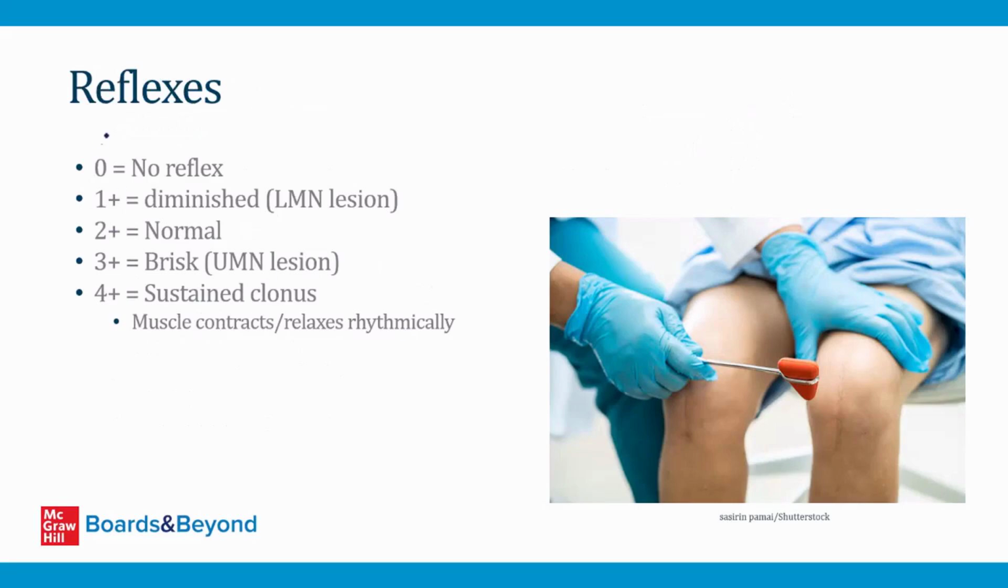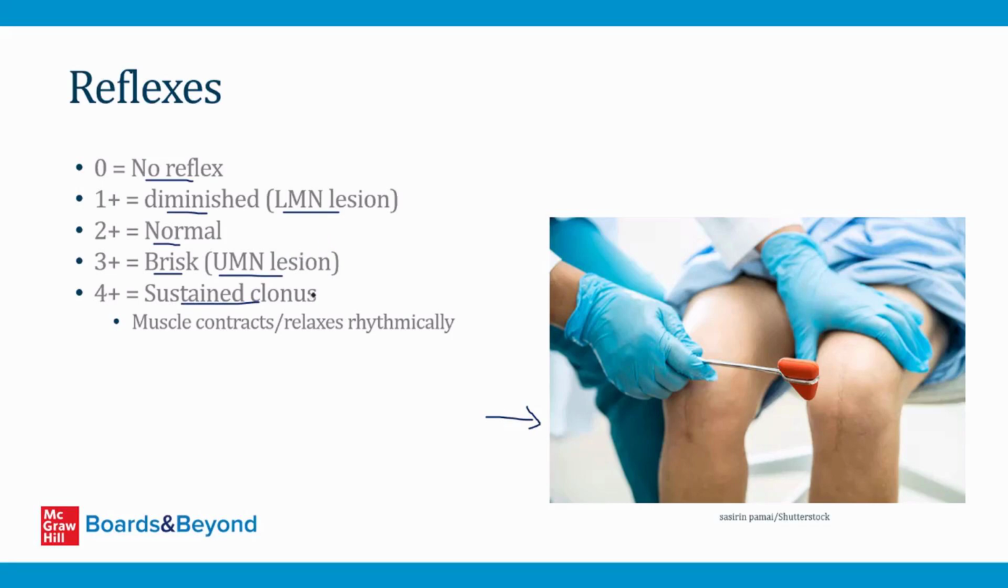Clinically, we describe reflexes using a grading scale that goes from 0 to 4 plus. So when we say a reflex like the patellar reflex being tested here is 0, we mean there is no response to testing the reflex arc. 1 is a diminished response. This is what you see in lower motor neuron lesions, which I discuss in another video. 2 is normal. 3 plus is brisk, which means there's an upper motor neuron lesion. And then 4 plus means sustained clonus. This is also something you can get with an upper motor neuron lesion.